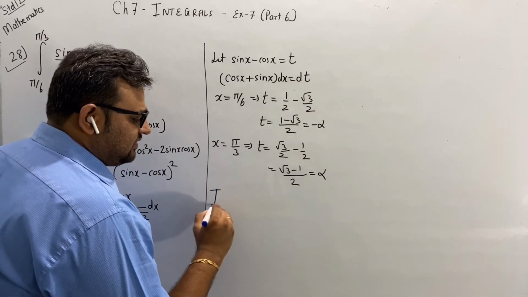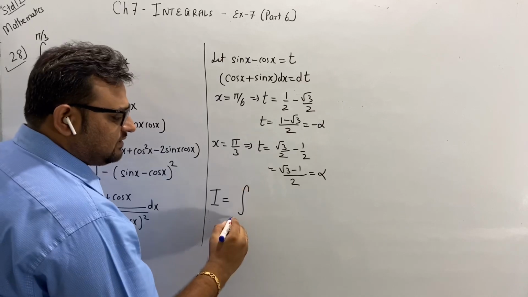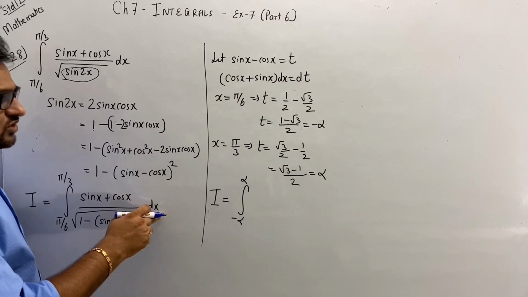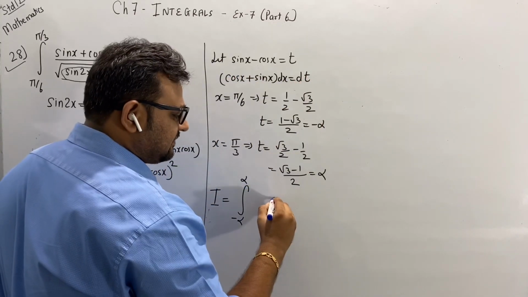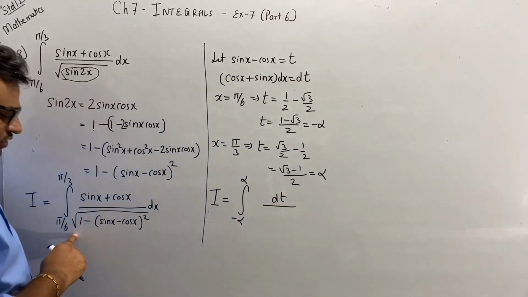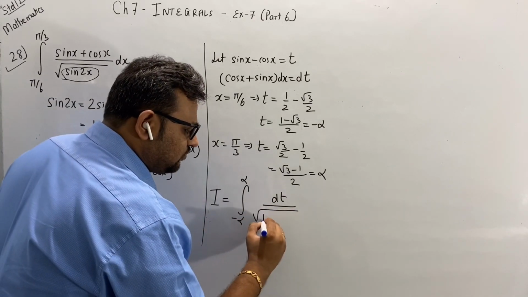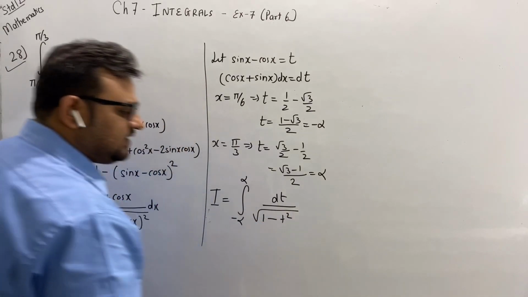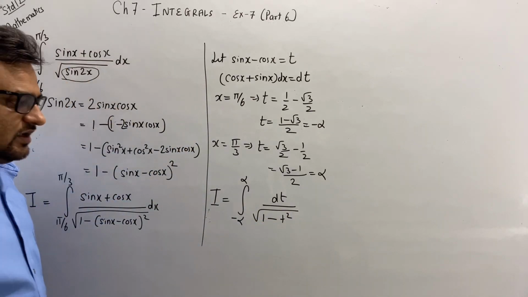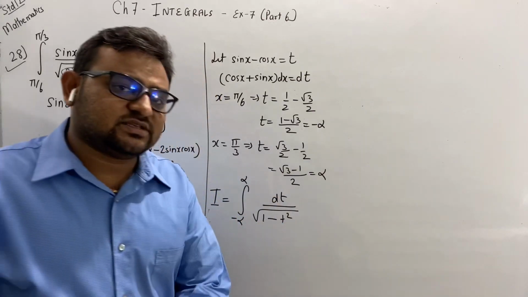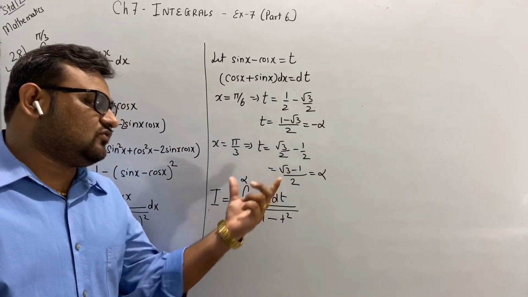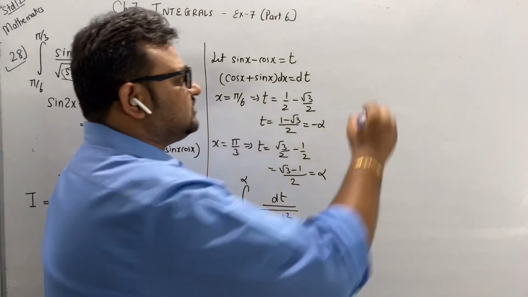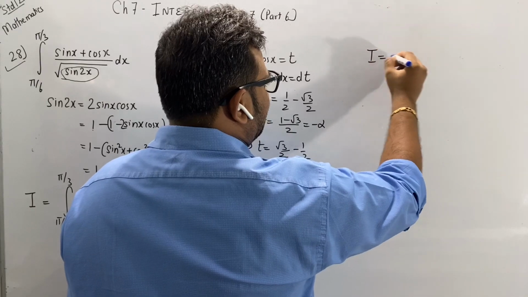So now what will be our integral? The lower limit is minus alpha to plus alpha. What is sin x plus cos x dx? It is dt, upon root of 1 minus t square. Integration of dx upon root of a square minus x square is sin inverse x by a. Here it's t. So I will be equal to sin inverse t by a.